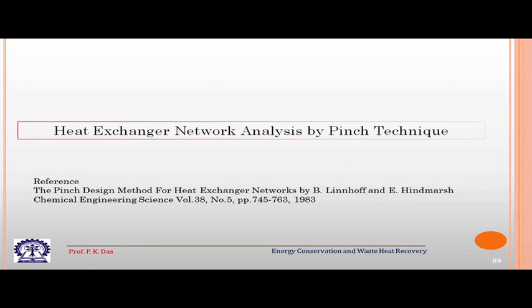Now, what I would like to do, we will take up a small problem, and with the help of this problem, we will try to see how heat exchanger network analysis or synthesis can be done using the pinch technique. So, this is basically the pinch technique. There are other techniques which we will not be able to discuss because that is beyond the scope of this particular subject.